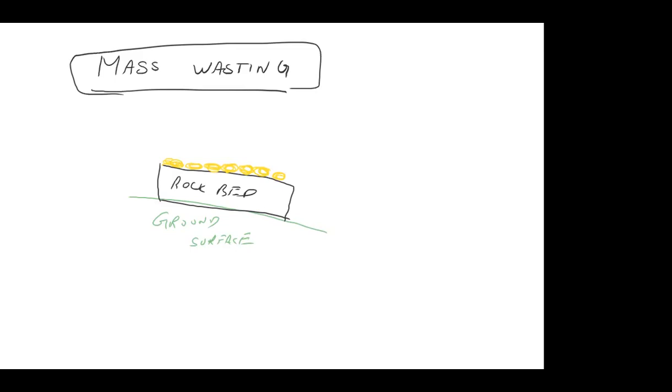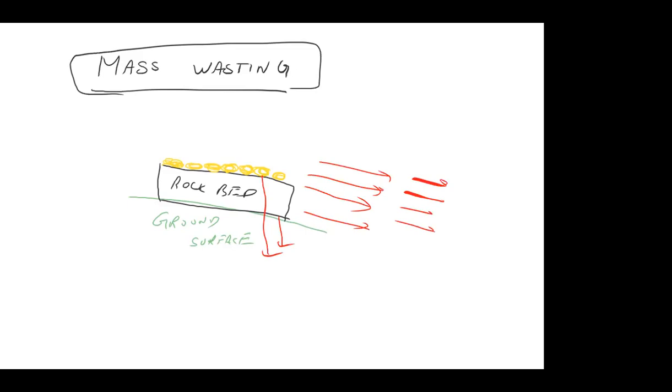So now, this gravity: it doesn't matter for gravity whether it is rock bed or this one. As long as there is a slope and gravity, this entire system will move. This is all about mass wasting. The entire rock bed along with the weathered materials will move down the slope.